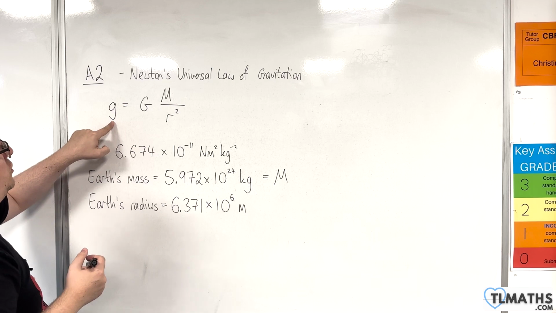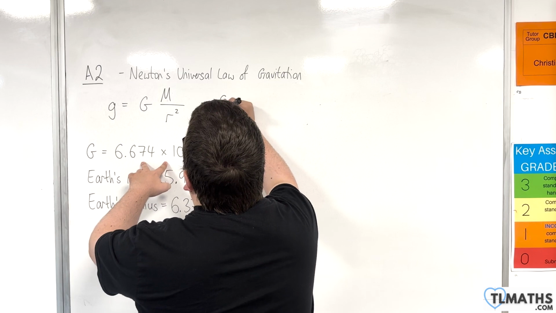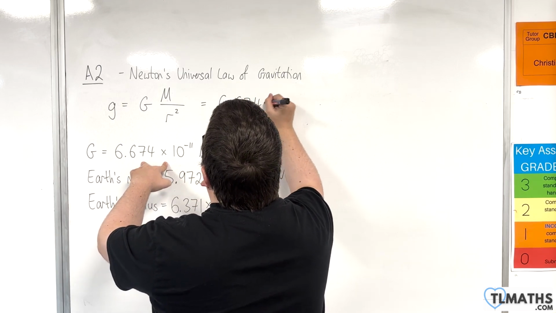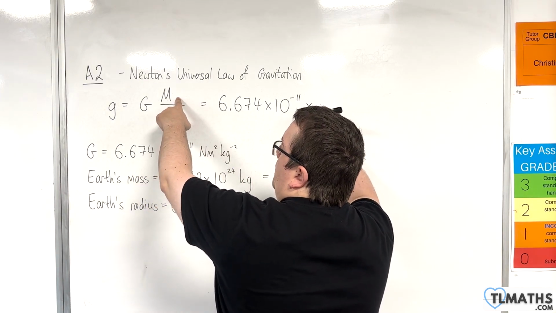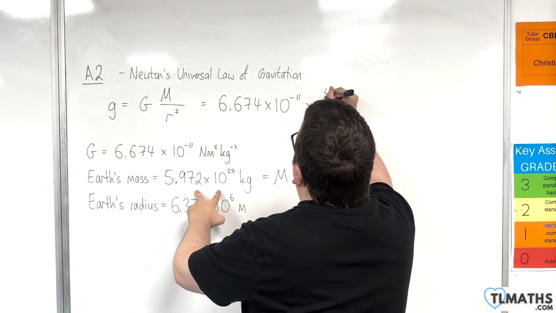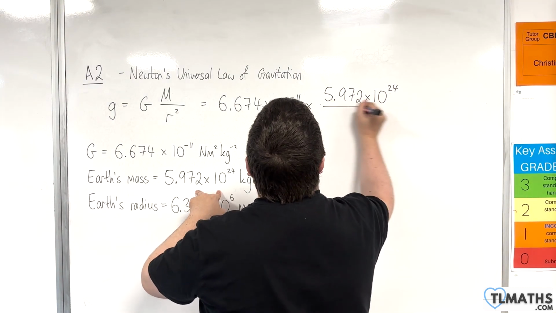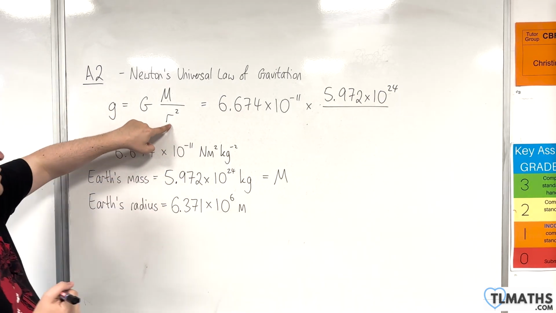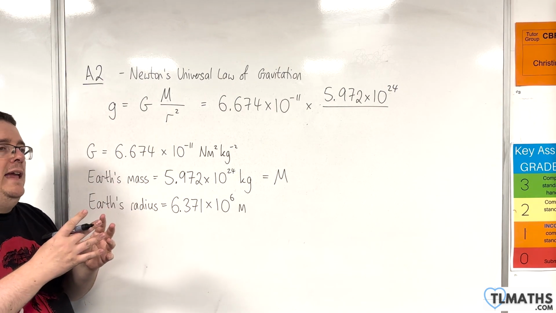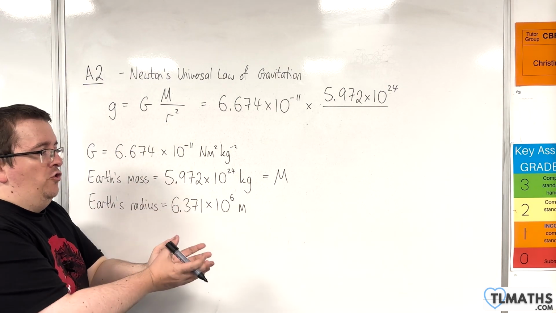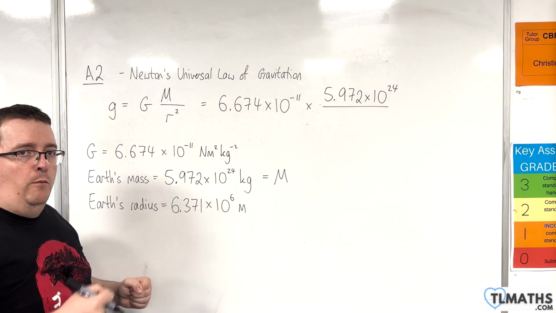So the acceleration due to gravity will be equal to the gravitational constant, so 6.674 times 10 to the minus 11, times by the mass of the Earth, so 5.972 times 10 to the 24, divided by the Earth's radius squared, because here you're looking at the centre of mass of the Earth, which we directly at the centre, to where the falling object is.